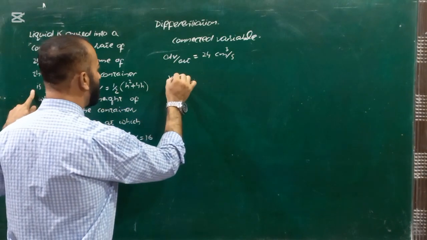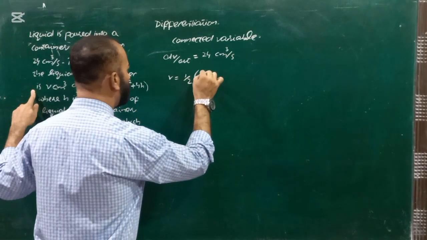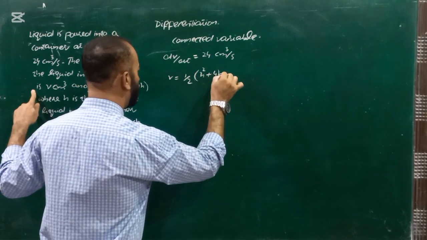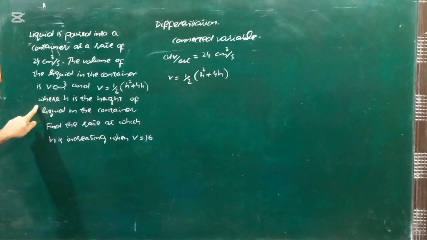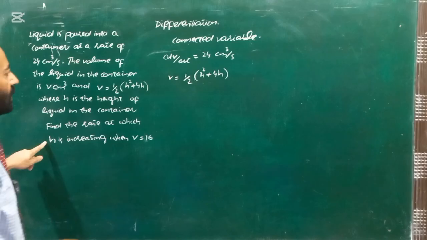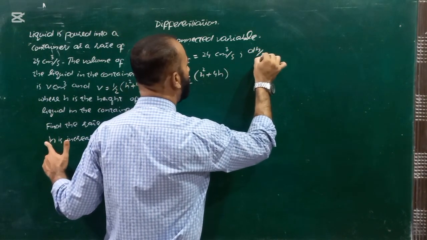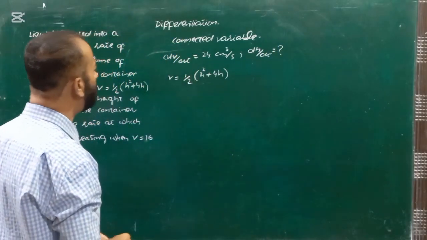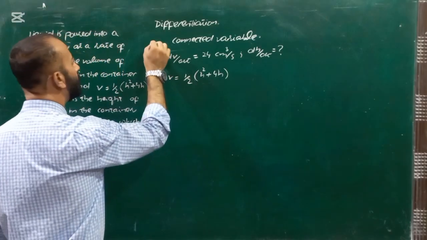H square plus 4H. Okay, this is the equation where H is the height of the liquid in the container. Find the rate at which the height is increasing. It means dH over dt is the requirement. Okay, first we will differentiate V with respect to H.